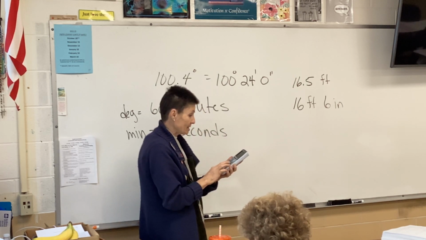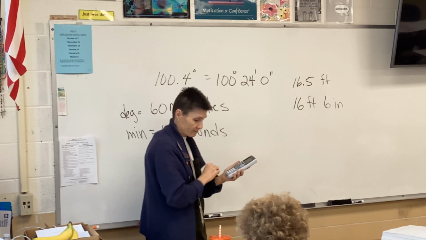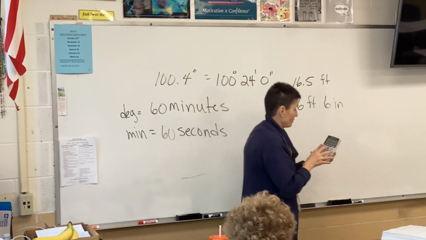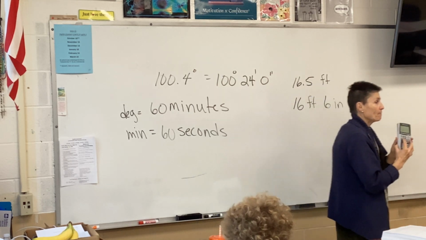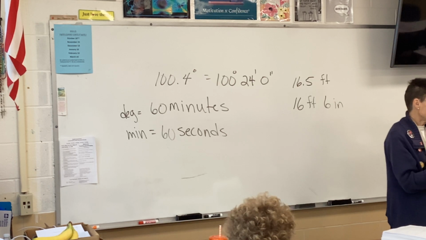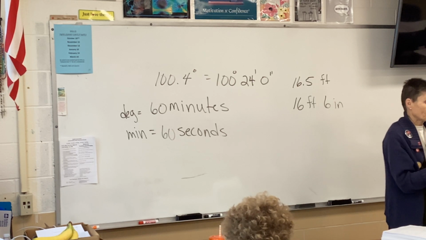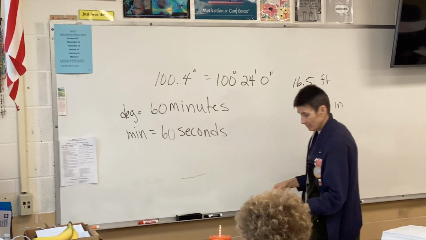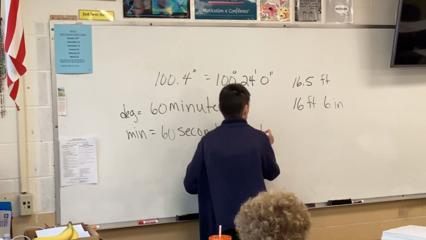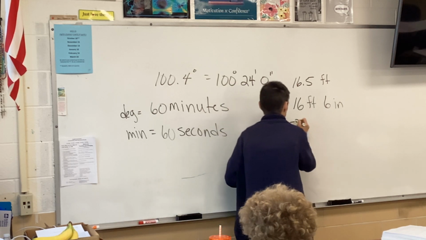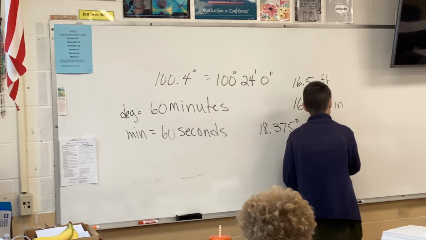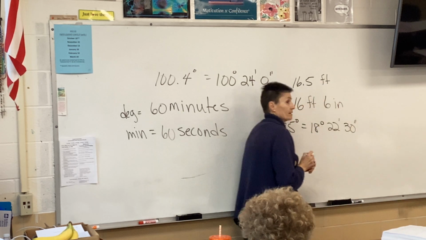Type in 18.375, just type the decimal. Then second apps or second angle. Click down to DMS. And what did you get for that one? 18 degrees, 22 minutes and 30 seconds.